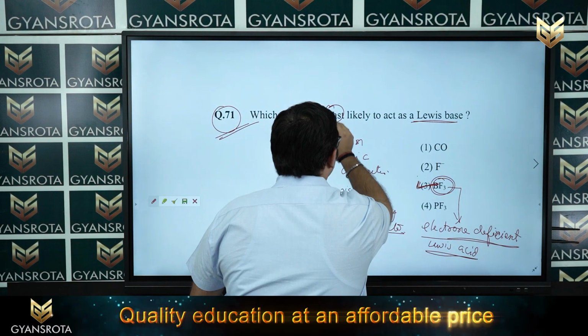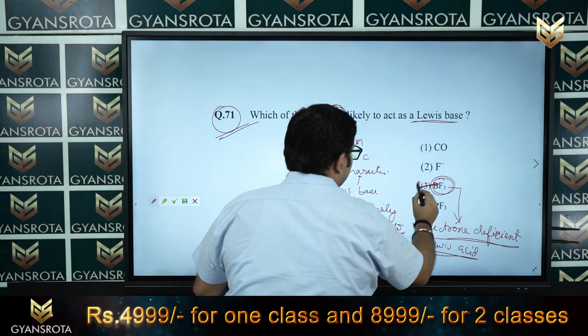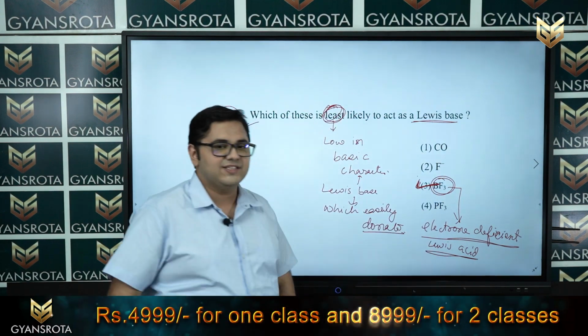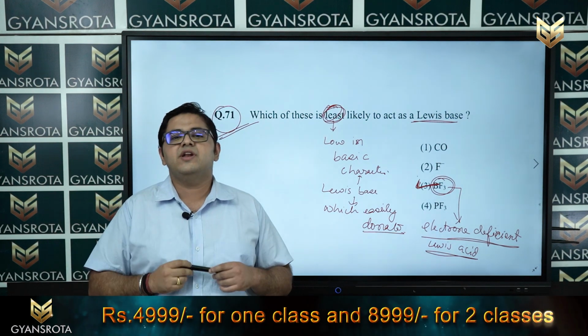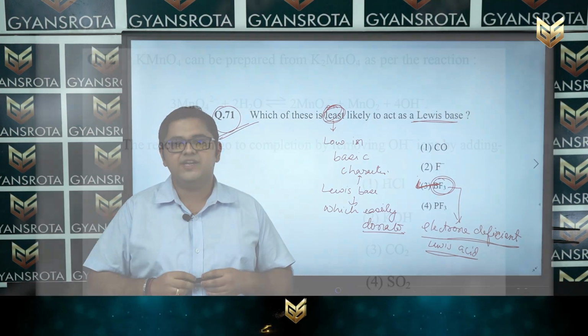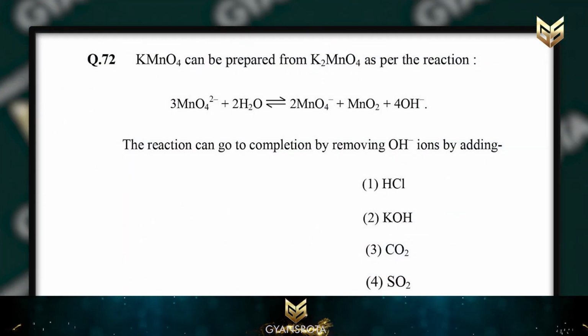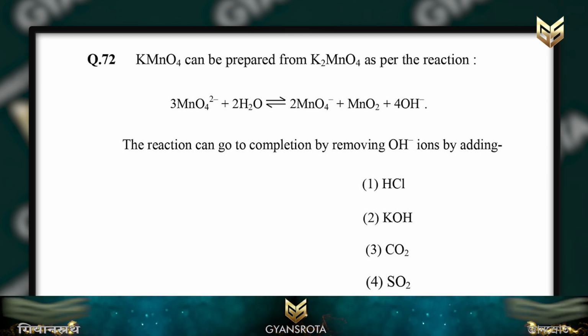So, in the question they ask you the least basic. So, your option number 3 is the correct answer. Now, we are moving to the next question, that is question number 72. So, question number 72 is on the screen.